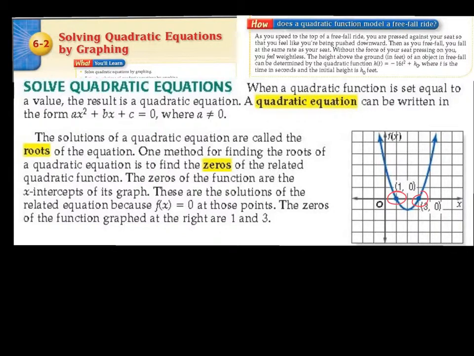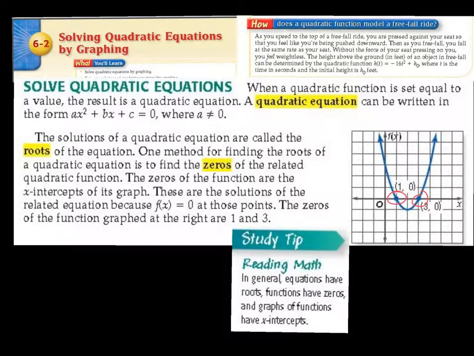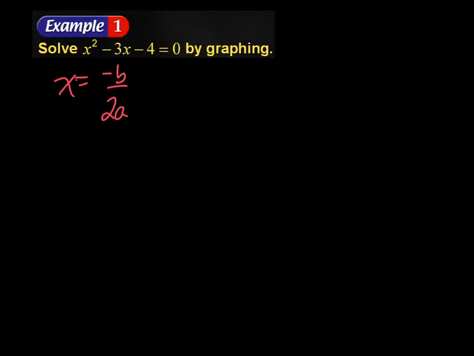These are the solutions of the related equation because f(x) = 0 at those points. The zeros of the function graphed to the right are 1 and 3. In general, equations have roots, functions have zeros, and graphs of functions have x-intercepts. A good place to start to solve by graphing is to find the axis of symmetry.